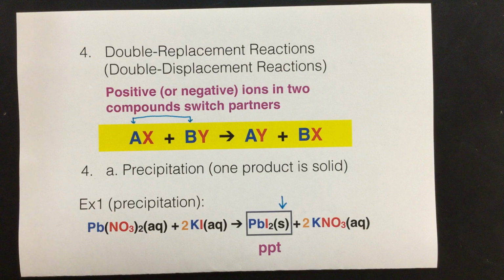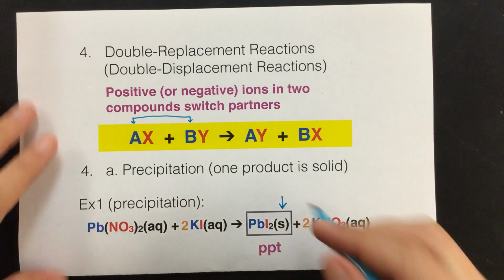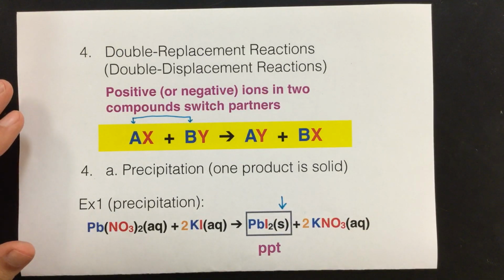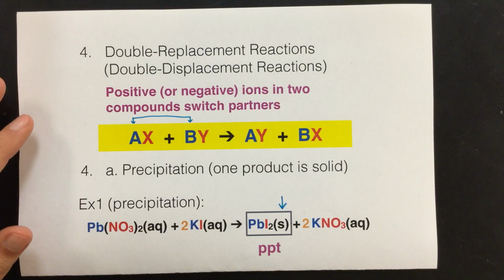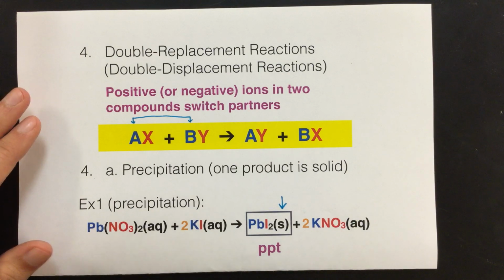So in order to figure out, you should first feel pretty comfortable saying, yes, that's double replacement. The only way you need to recognize that it's precipitation is that one of your products is solid. So you just check your solubility table. If you make a solid, that's precipitation.